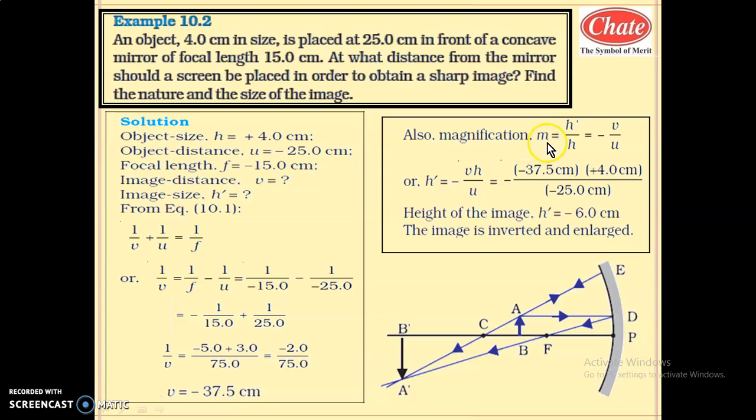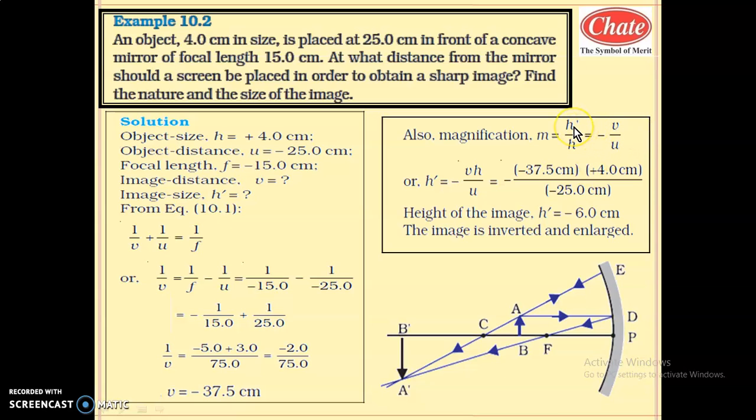Now apply the second formula. Magnification is equal to H dash by H, which is equal to minus V by U. So the magnification formula is H dash by H equal to minus V by U. Students, you have to memorize this formula. This is the mirror formula and this is the magnification formula. So we want to find the height of the image. While teaching the definition, you have to add this one more thing. Magnification is H dash by H equal to minus V by U.